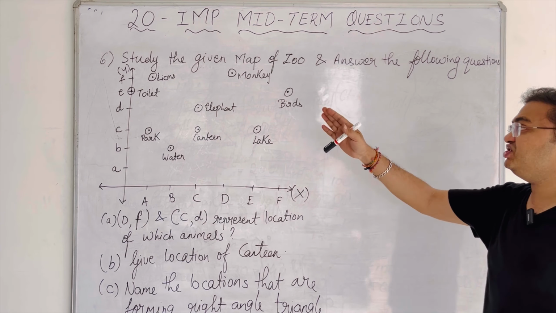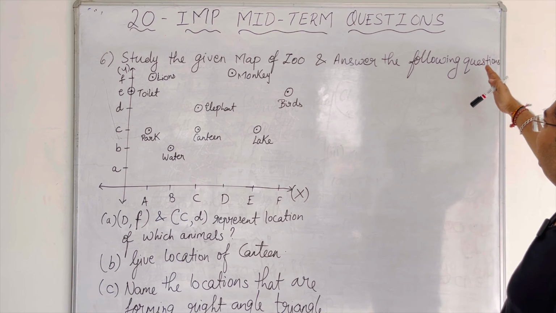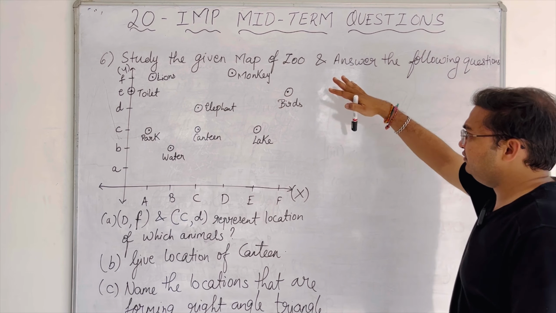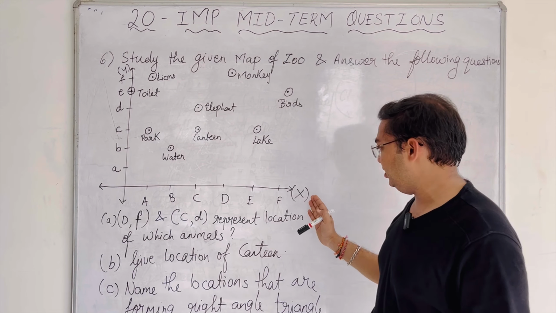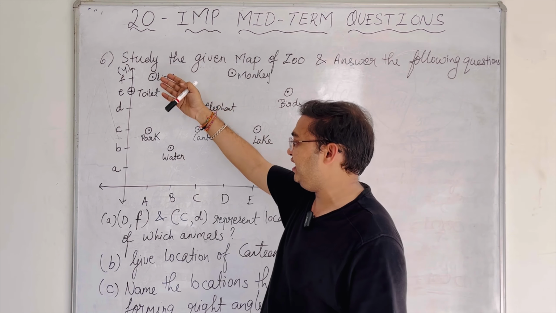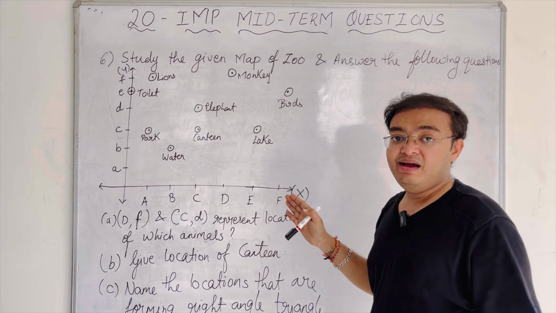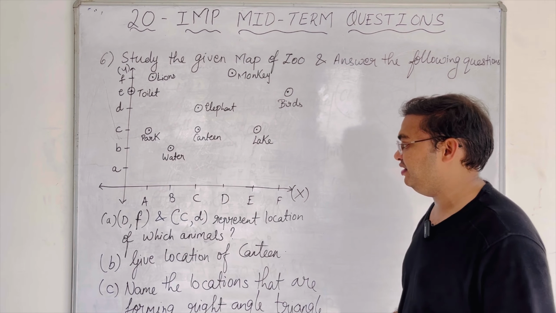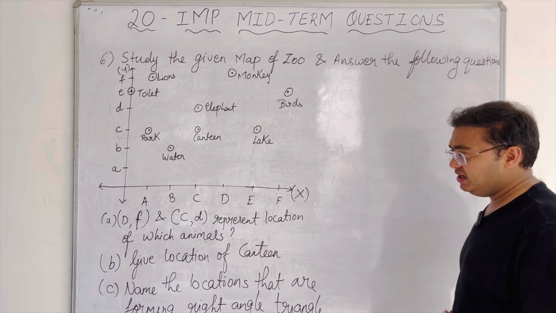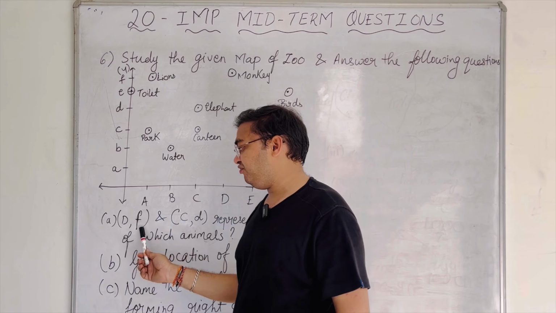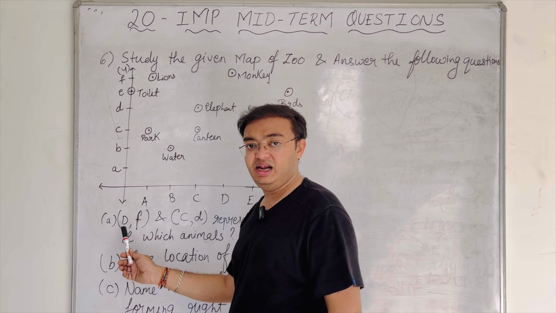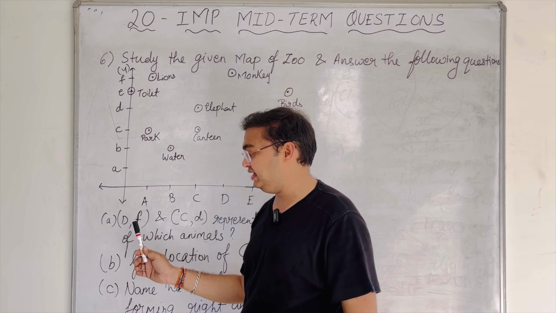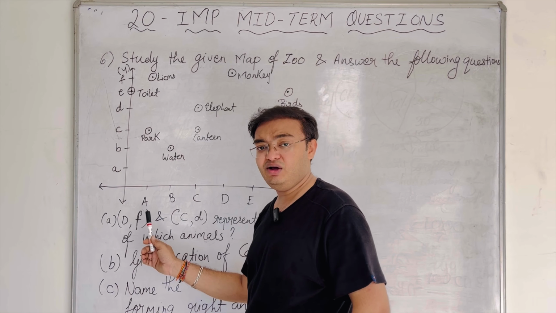Question 6 says: study the given map of a zoo and answer the following questions. Here a map is given to you. There is an x-axis and a y-axis. On the x-axis capital alphabets are given and on the y-axis small alphabets are given. First question, (D, f). In this type of question, the first letter represents the x-axis and the second letter represents the y-axis.